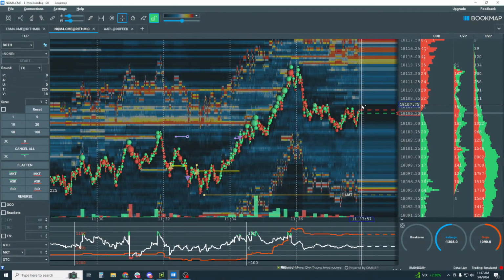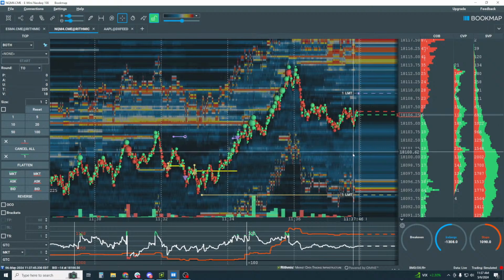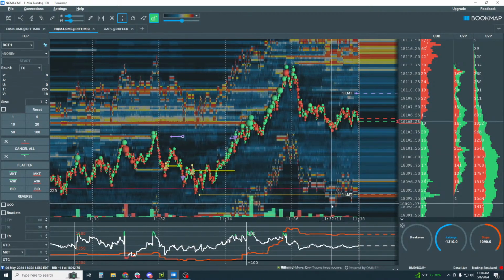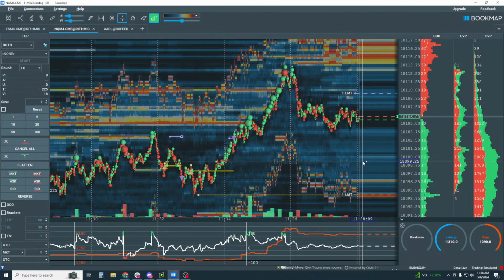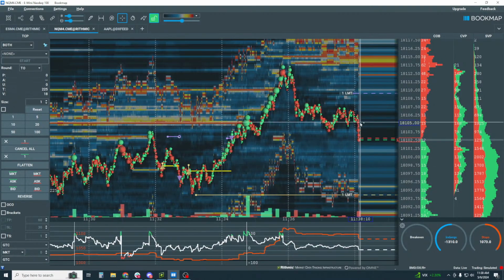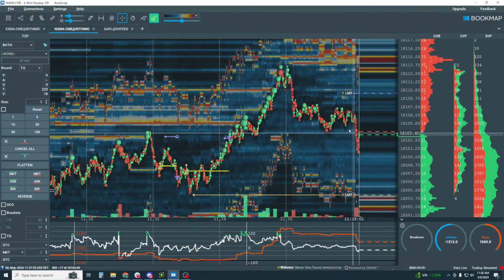Okay, so then let's see if we can get rejection back up above here. And that's where we'd set our limit on this. And we're going to completely miss it here. And instead we got exhaustion and the move lower.